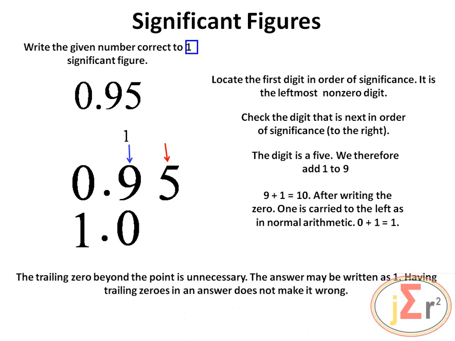The trailing 0 beyond the point is unnecessary. The answer may be written as 1. Having trailing zeros in an answer does not make it wrong.